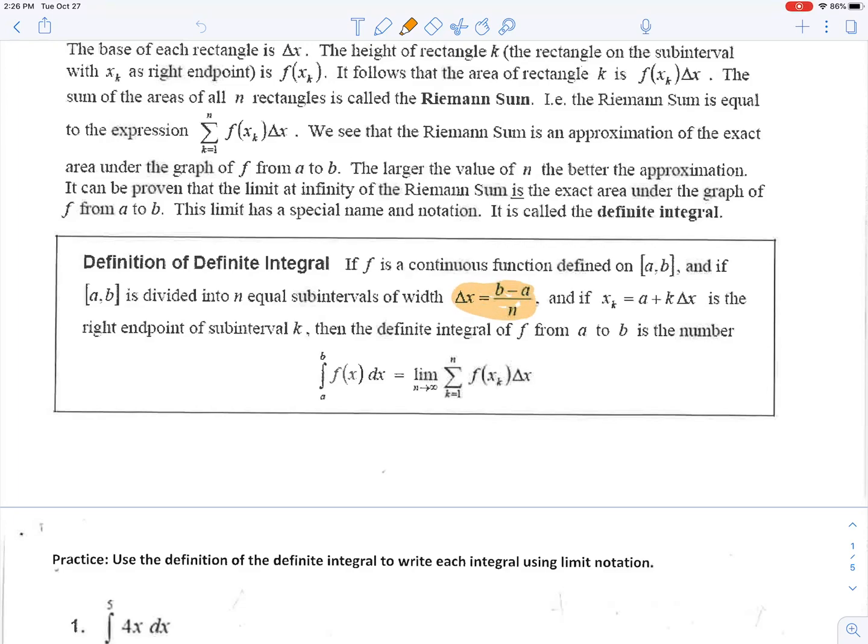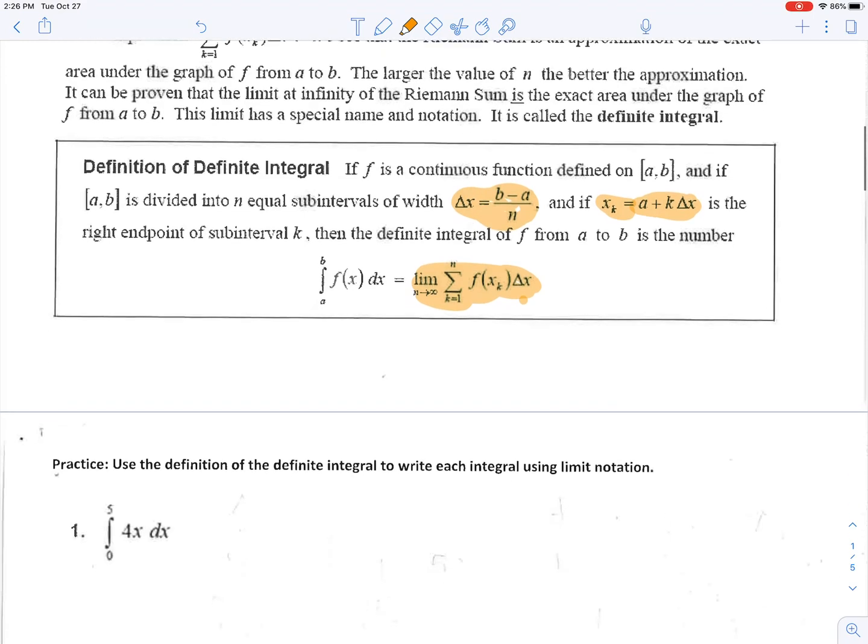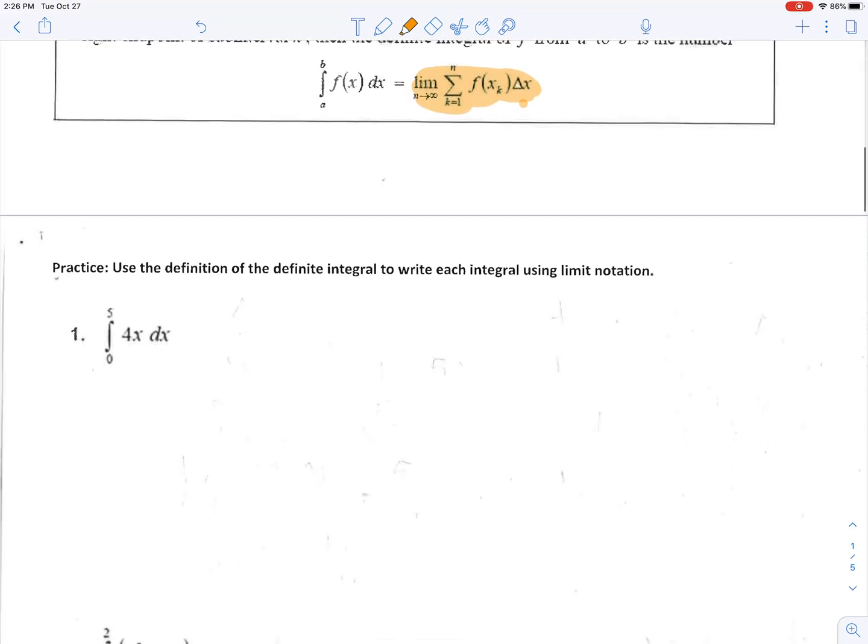To do that, the most important thing that you read is summarized in this paragraph. You should be able to find delta x. You need to be able to find x sub k, which is a plus k delta x. And then once you find that, we're going to write the limit representation in this form. So we're going to find delta x, we're going to find x sub k, and then we're going to use both of those to find f of x sub k times delta x, and then write it as a limit. Okay, boys and girls, are you ready?